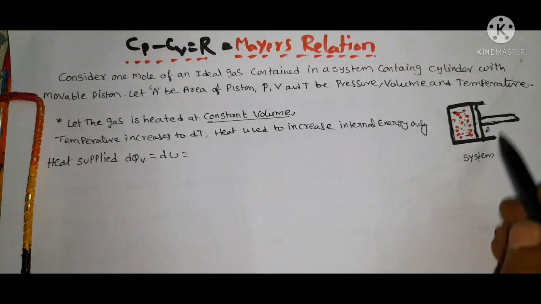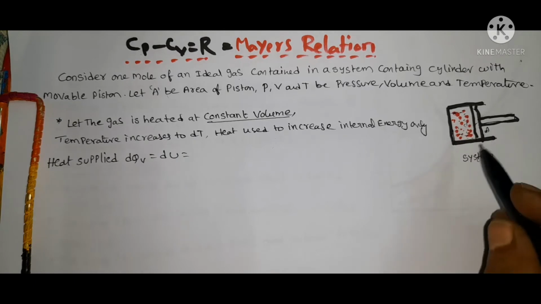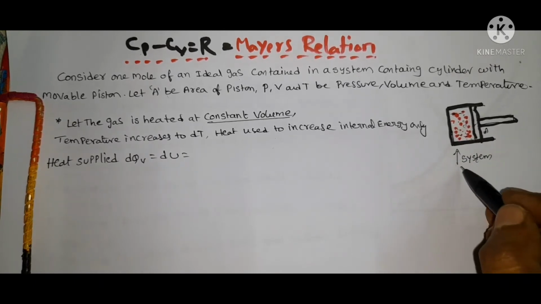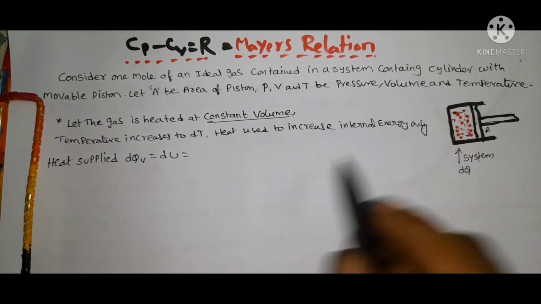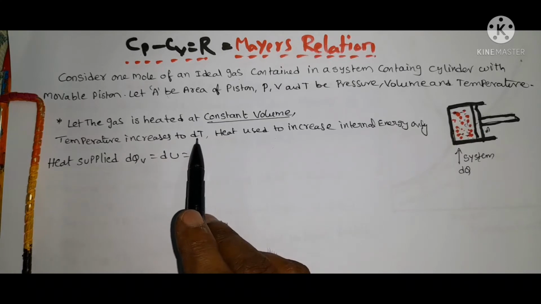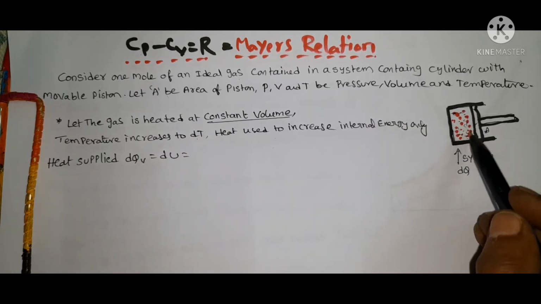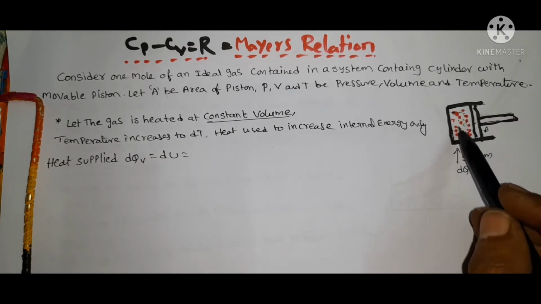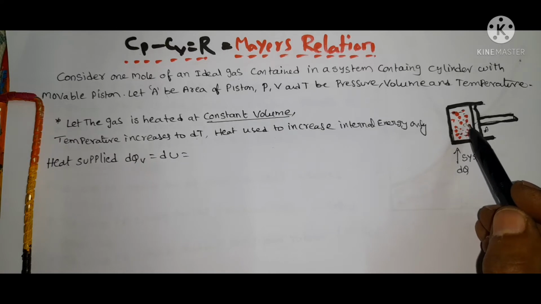Here at constant volume, volume constant means the piston does not move. If some heat dq is supplied to this, what happens? Automatically the temperature will rise. Say the rise in temperature is dT. Here heat is given, so this given heat is totally utilized for the increase in internal energy only, represented by the symbol dU.